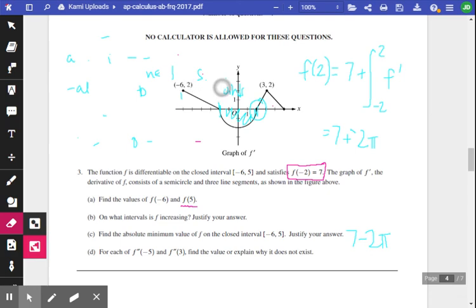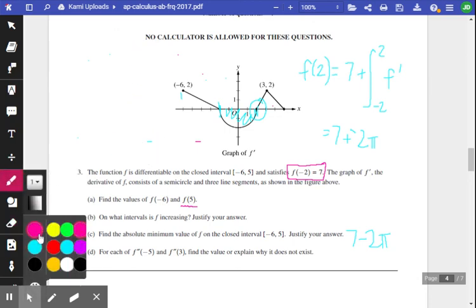Oh my gosh. There's got to be a way. I've got to figure out how to erase a big chunk at one time. Okay, here we go. For each of the second derivative of f at -5 and the second derivative at 3, find the value or explain why it does not exist. Oh, we can do this. Easy peasy. Not as hard as I thought.